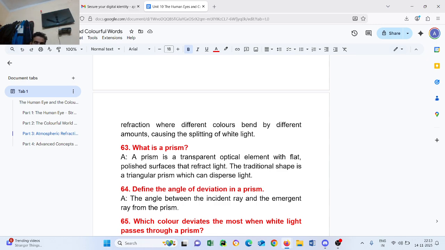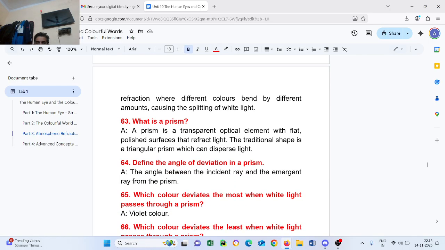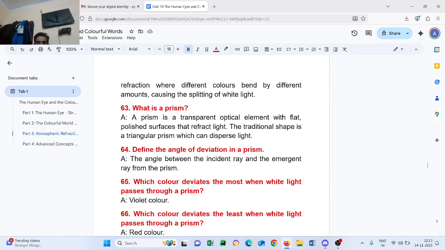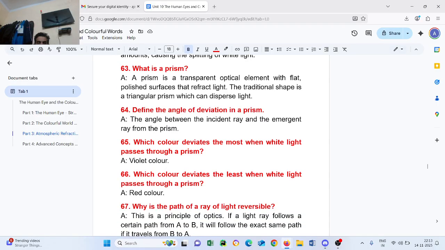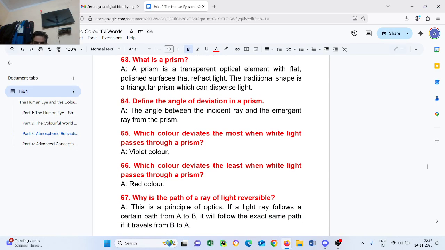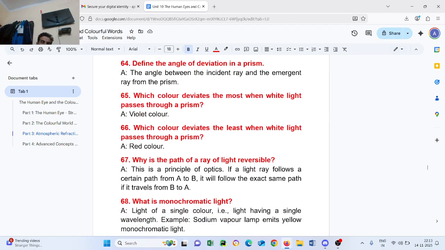Question number 64. Define the angle of deviation in a prism. The angle between the incident ray and the emergent ray from the prism. Question number 65. Which color deviates the most when white light passes through the prism? Violet color. Question number 66. Which color deviates the least when white light passes through a prism? Red color.